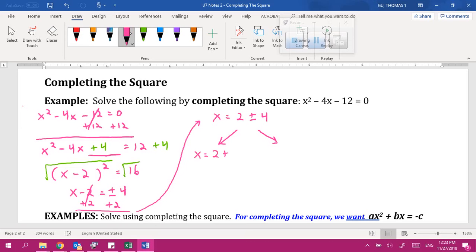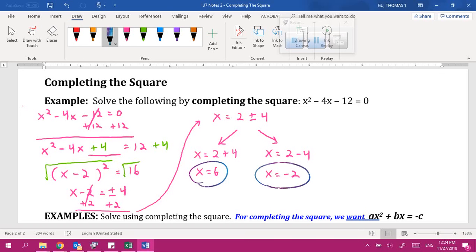So one of my answers is going to be what? x equals 2 plus 4, x equals 6. So one of my answers is x equals 6. And then my other answer is going to be x equals 2 minus 4. Don't change the order there. Keep it how it is, because look, it's positive 2 plus or minus the 4. So we have 2 plus 4 and 2 minus 4, which is, what's 2 minus 4? Negative 2, that's right. So my answers are x equals 6 and x equals negative 2.